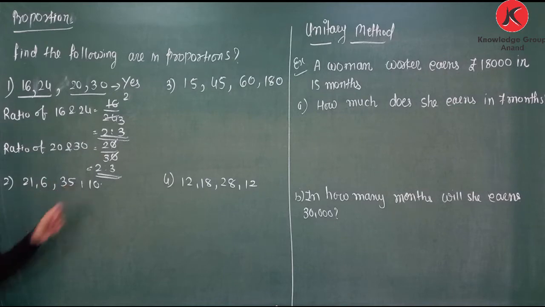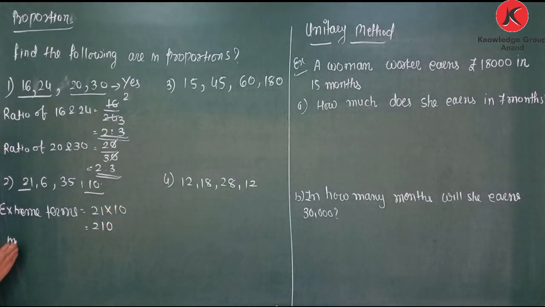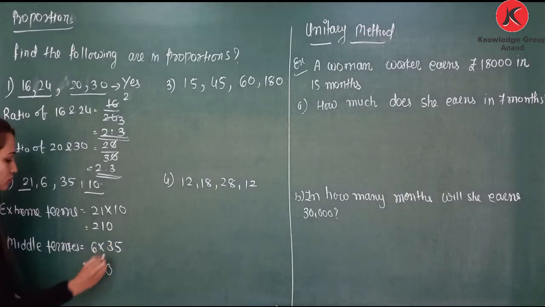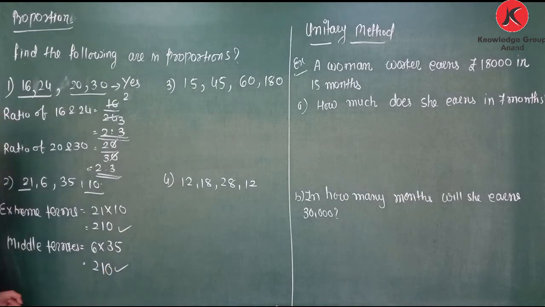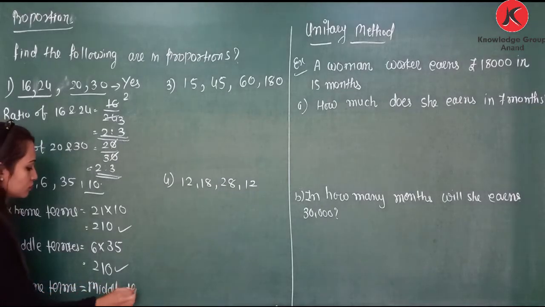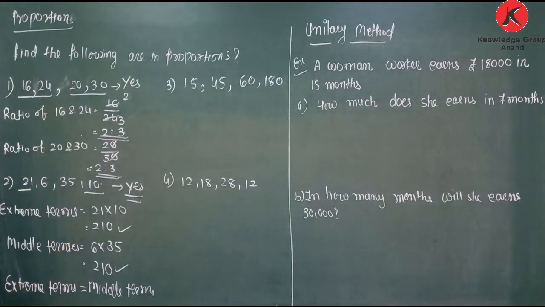21, 6, 35 and 10. So here if we apply the second method, find the multiplication of extreme terms. That is 21 multiplied by 10, 210. Middle terms, 6 multiplied by 35. Again extreme terms and middle terms are the same, so we can write extreme term is equal to middle term. So yes, it is also in proportion. You can apply this method or you can apply that method.